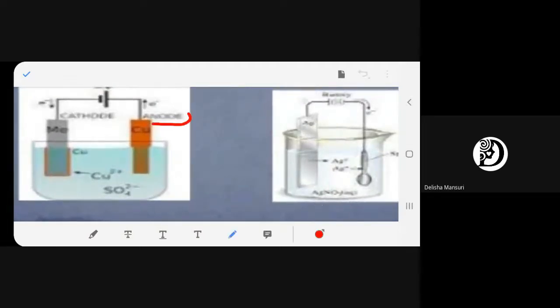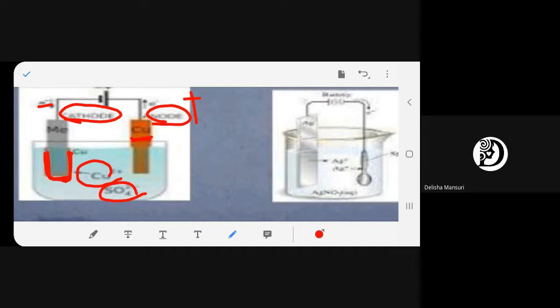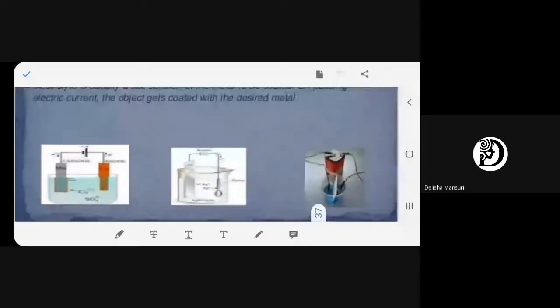Here you can see the anode, and here you can see the cathode. It's clear? This is positive, and this is negative. This is copper. Copper is positive. This will go here. Can you see the deposition on the plate? The copper is deposited on the cathode, and sulfate is deposited here. Is it clear? This is how the electroplating takes place. Okay?